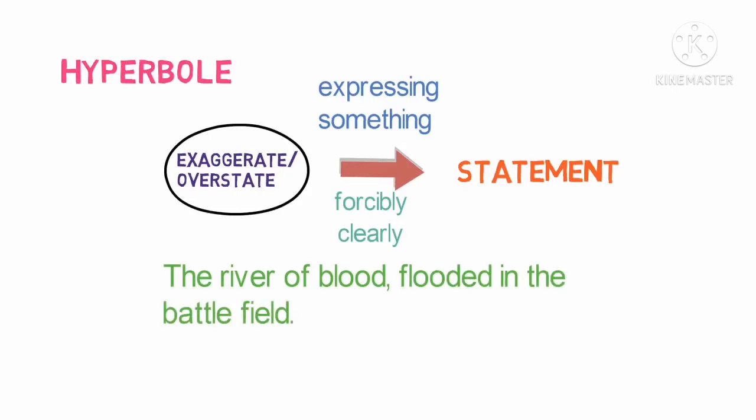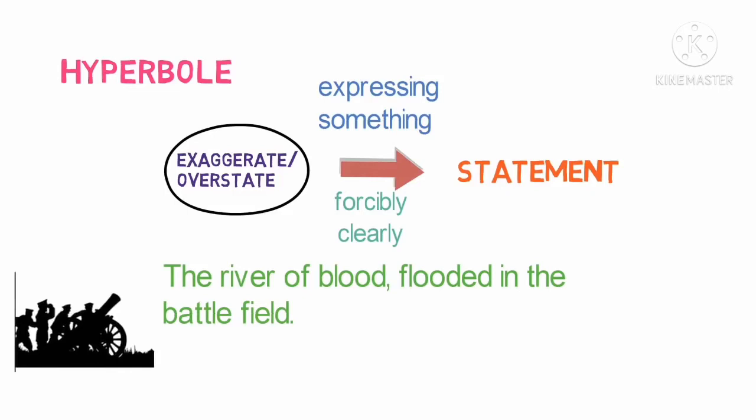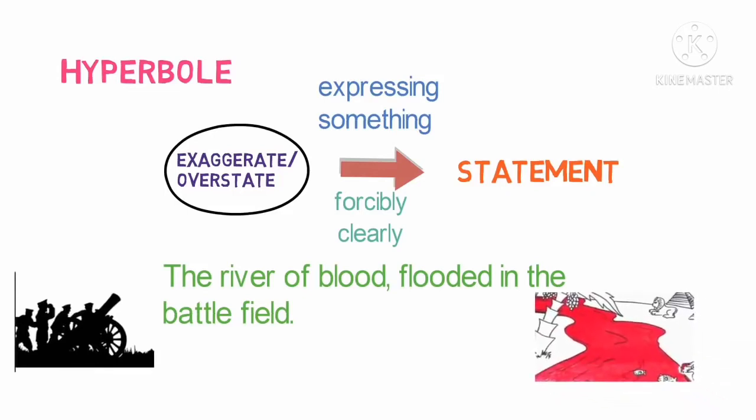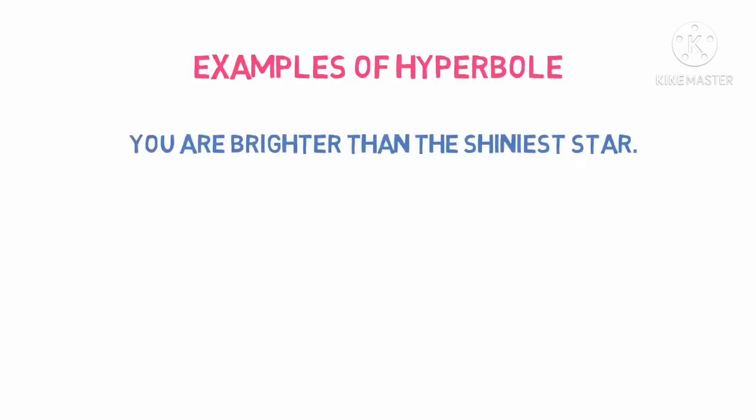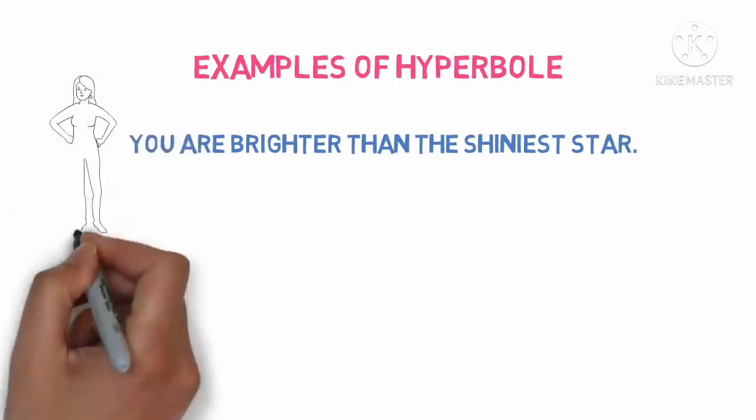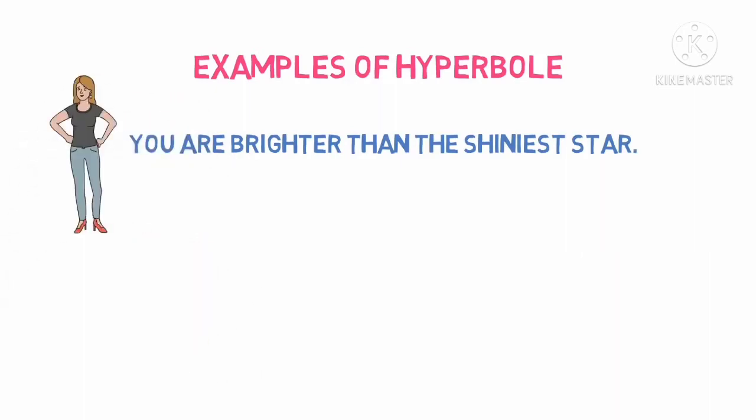Here, to make the readers understand that there was too much bloodshed in the battlefield, we exaggerated the situation or overstated it by saying that a river full of blood flooded. So this statement is a hyperbole. Let's look into some more examples of hyperbole. You are brighter than the shiniest star. Here, we are overstating someone's beauty by telling that it is brighter than the brightest star. So it's a hyperbole.